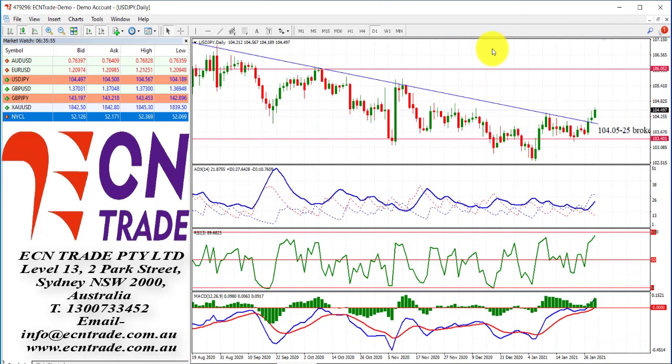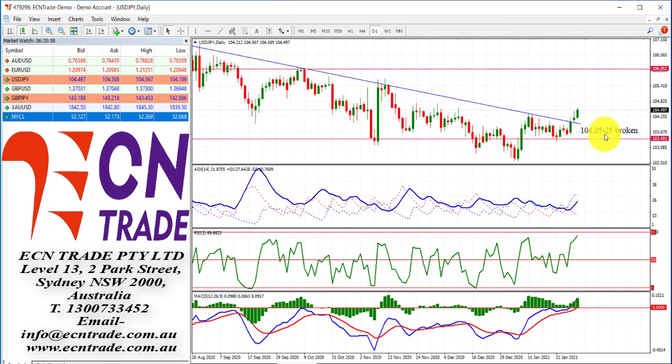Dollar yen, since the break above the level of 104.05, the bulls have navigated higher and are now looking towards 105 and possibly stretching to 106. With the technicals, the RSI and the MACD are bullish. The ADX is trending also. Dips are likely to be shallow, but keep an eye on the support around the 103.90 figure.